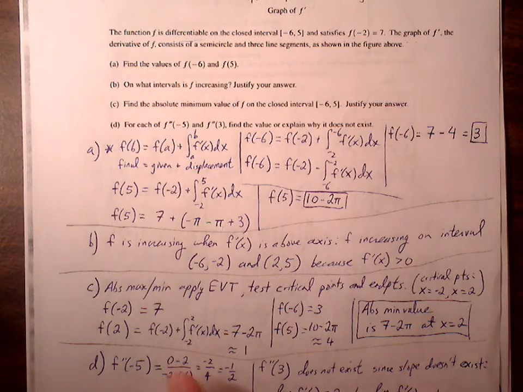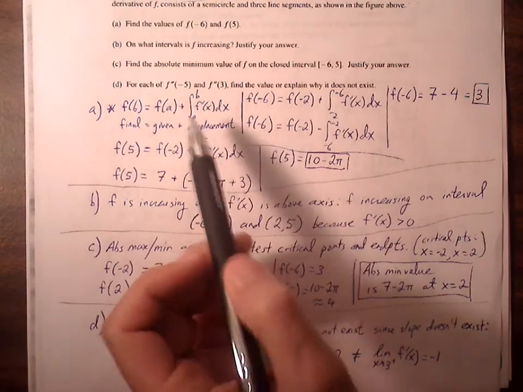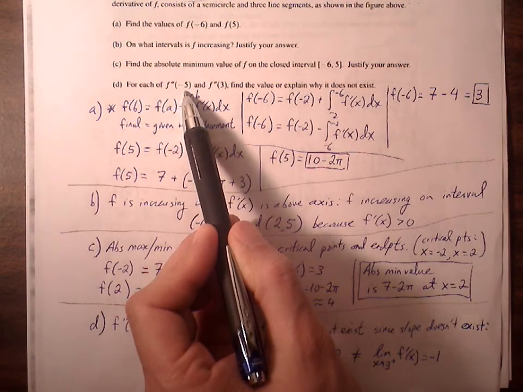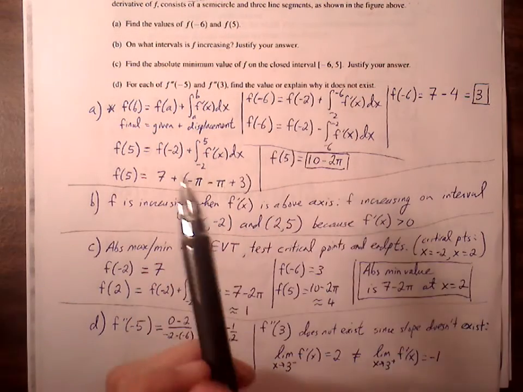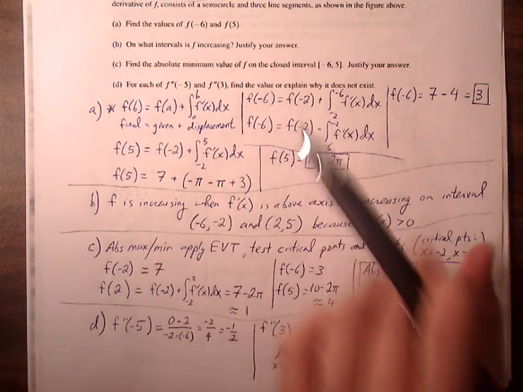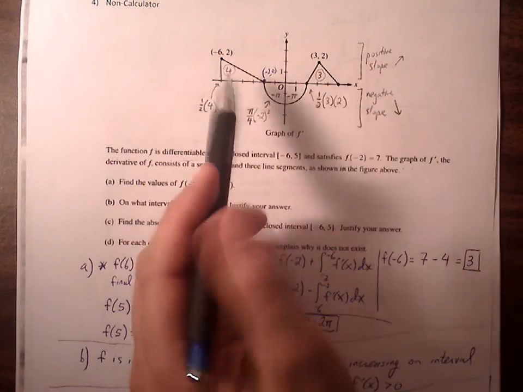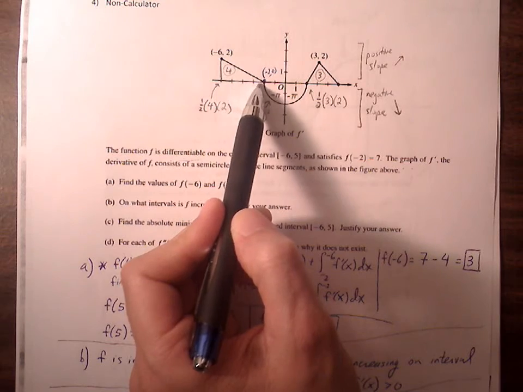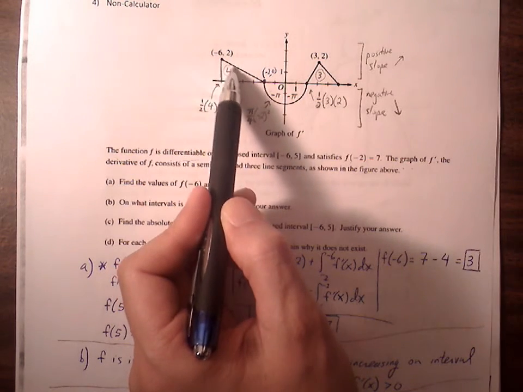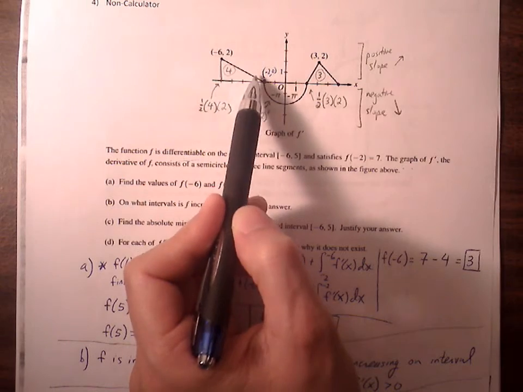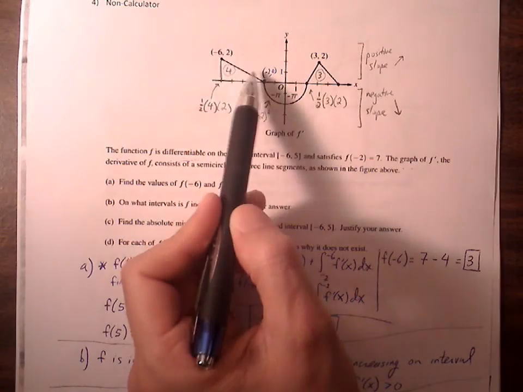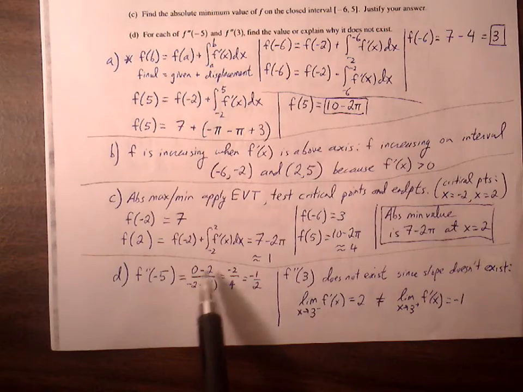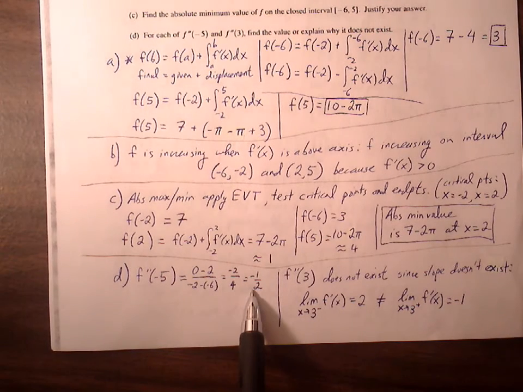For part D, for each of f double prime of -5 and f double prime of 3, find the value or explain why it doesn't exist. If I want to find the second derivative at -5, that's just the slope, right? So we know the slope is going to exist at that point, so we just do change in y over change in x. I pick 2 points along this line. So 0 minus 2 divided by -2 minus -6. And that gives me -2 over 4, which is -1/2.